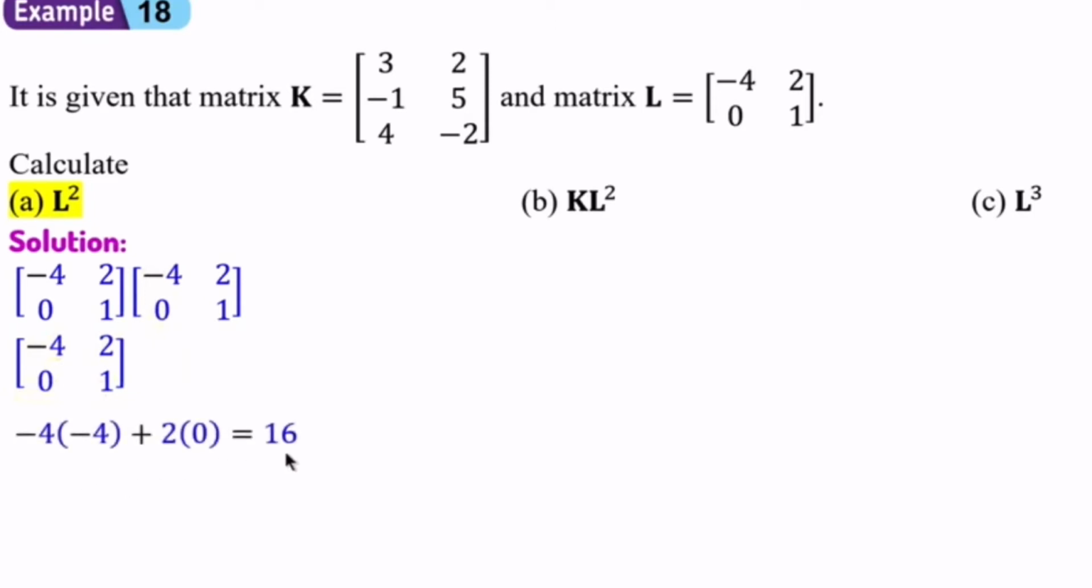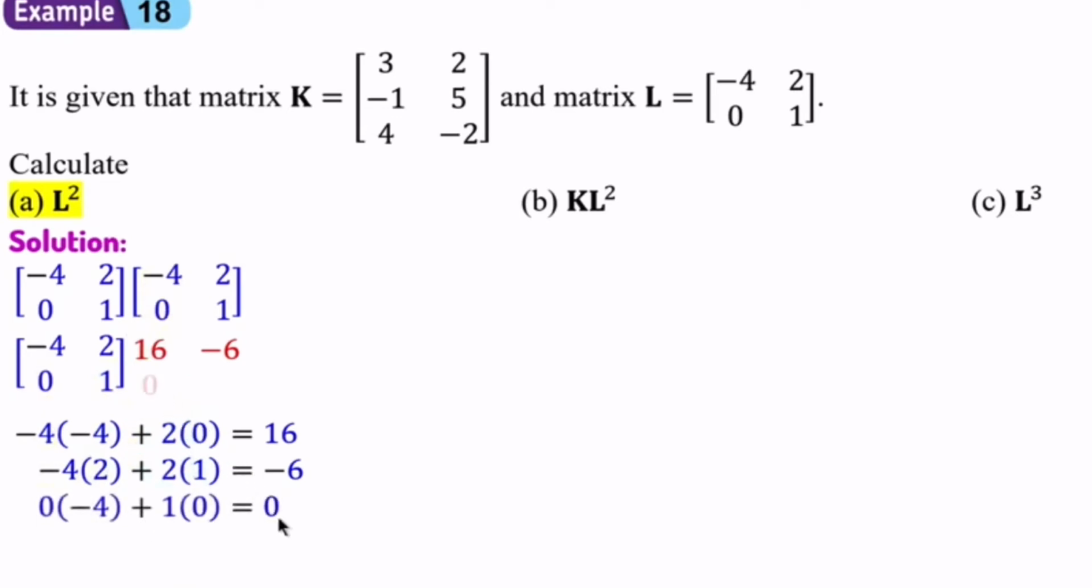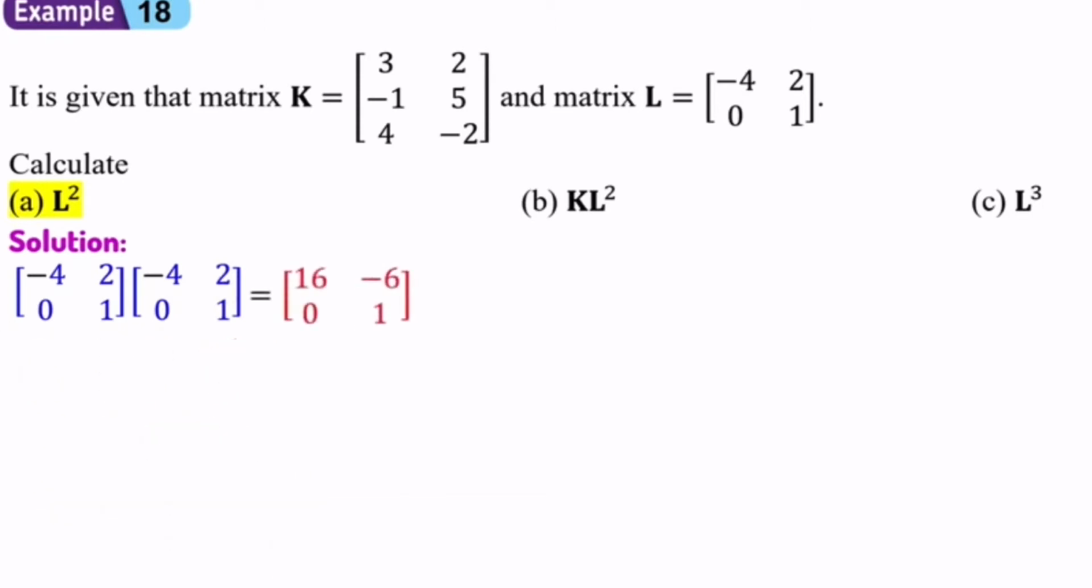We will multiply. So we will get negative 4 times negative 4 plus 2 times 0, which is 16. And negative 4 times 2 plus 2 times 1. So we will get the answer negative 6. And then for row 2, 0 times negative 4 plus 1 times 0, we'll get 0. And finally, 0 times 2 plus 1 times 1. So we'll get the answer, which is 1. So we can write the answer as 16, negative 6, 0, 1 for L squared.